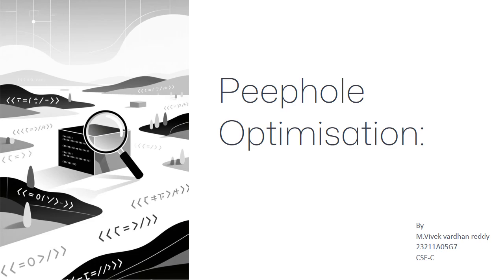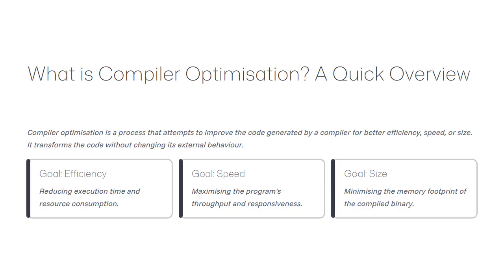Today I am going to present to you about Peephole optimization. What is a compiler optimization? Compiler optimization is a process that attempts to improve the code generated by a compiler for better efficiency, speed, or size. It transforms the code without changing its external behavior.